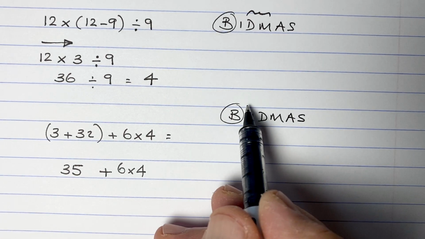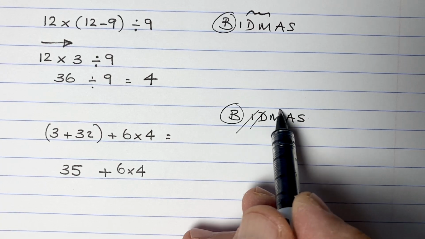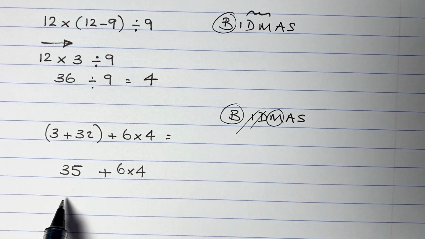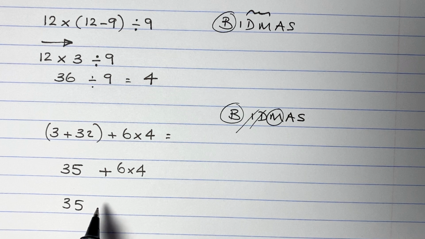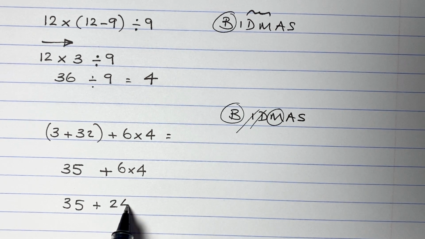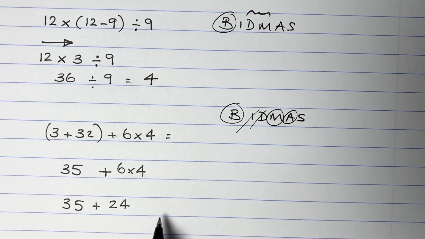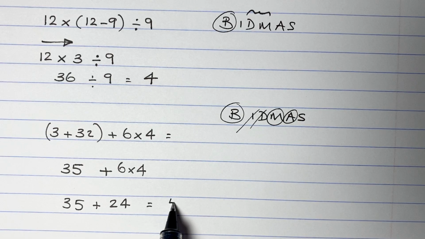So we've done the brackets. No indices, no division, we go to multiplication. So it will be 35 plus 24. Then we go to addition, which is 59.